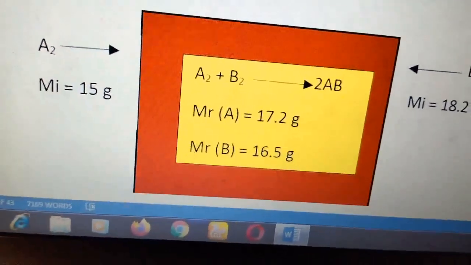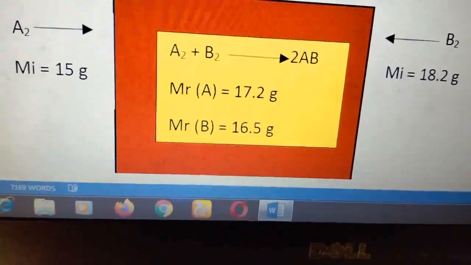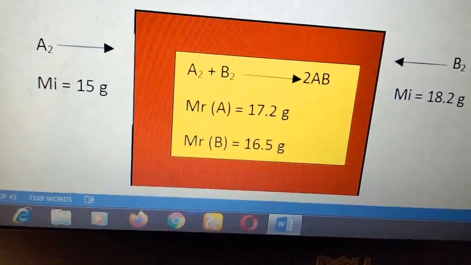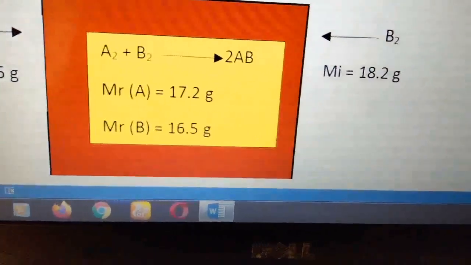I will need an extra 17.2 minus 15, that is 2.2 grams of A, to be added. So A is not sufficient for the reaction. That means A is called the limiting reagent or insufficient reagent. Then let's look at B.